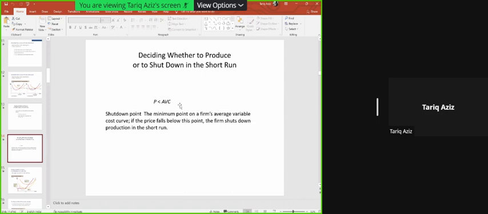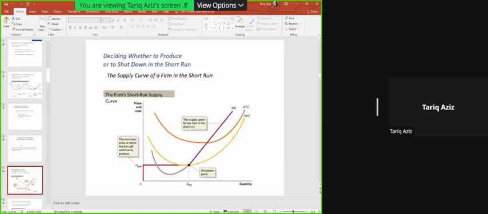But if we are not able to recover average variable cost, in that case, we have to compulsorily shut down that business. And this point is called shutdown point. If price is less than average variable cost, that point is called shutdown point. The minimum point on a firm's average variable cost curve. If the price falls below this point, the firm shuts down production in the short run. So graphically, this relationship can be shown like this.